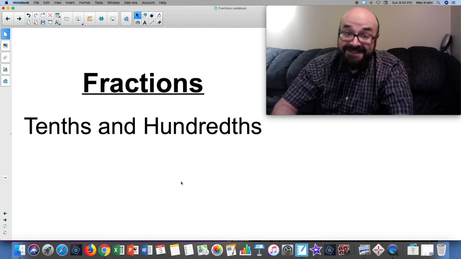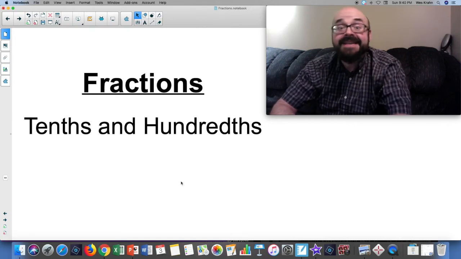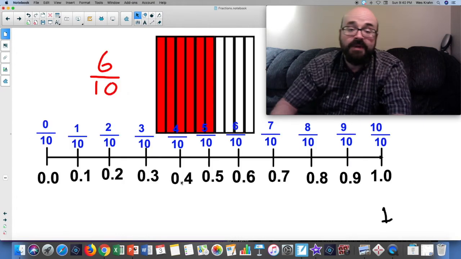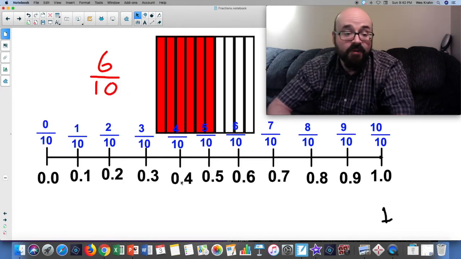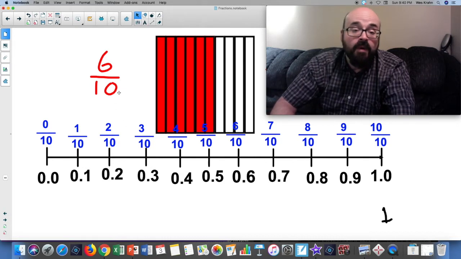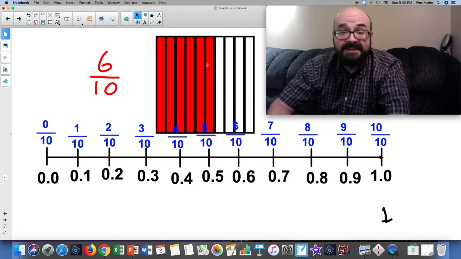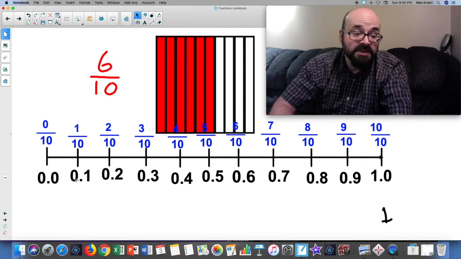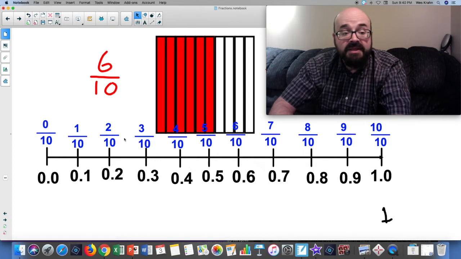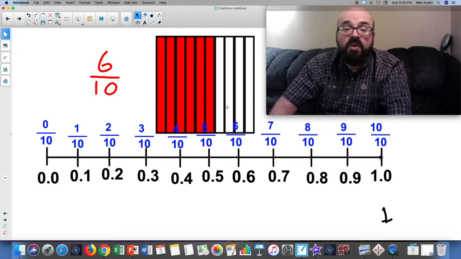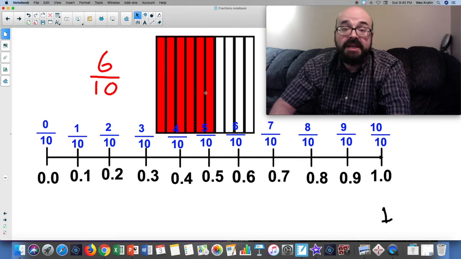Welcome to math class. Today we're going to be talking about fractions and tenths and hundredths. The last time that we had a chat, we talked about how we could say that some tenths in one whole piece could be represented as decimals. And what I want you to do is think about these fractions here and how each of these represents one part of this whole being shaded in.